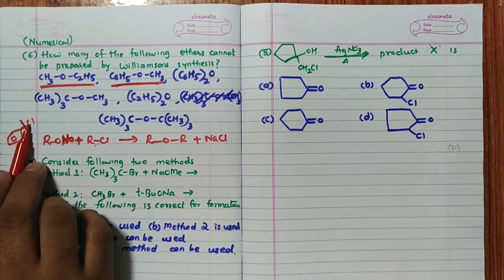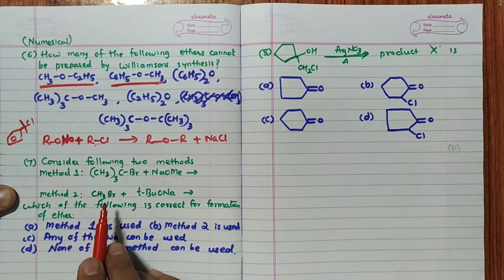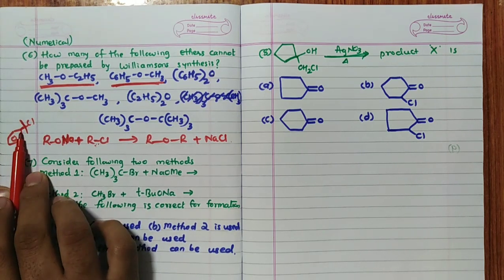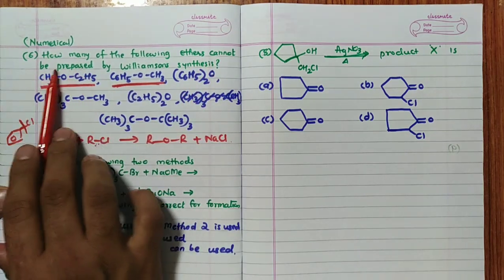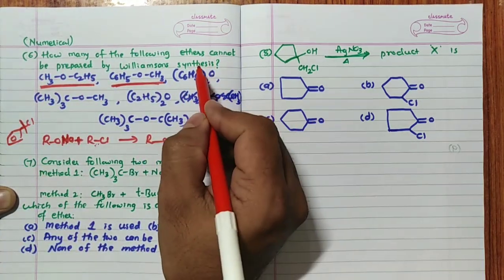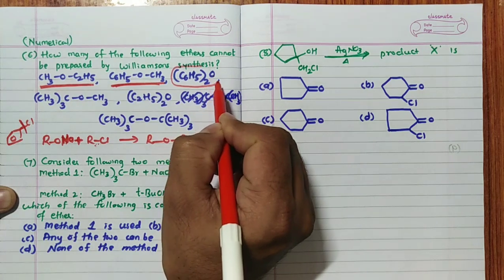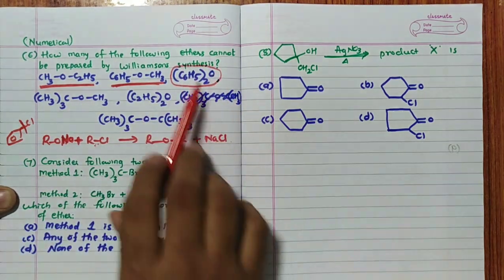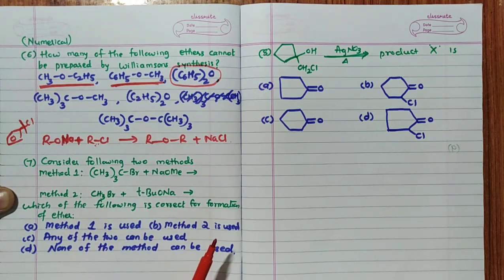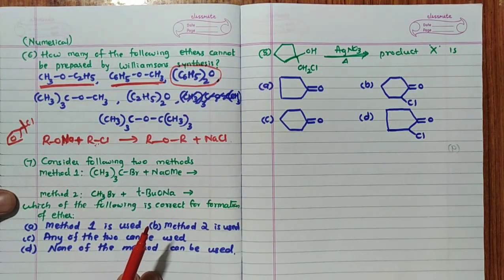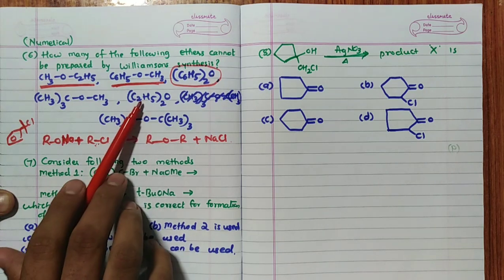But this bond has partial double bond character due to resonance. Hence this cleavage does not take place. Hence I can say this ether cannot be prepared. Remember, this cannot be prepared. Which cannot be prepared, I will put a circle, and here I will put a line, which is possible. Fine. This is possible.